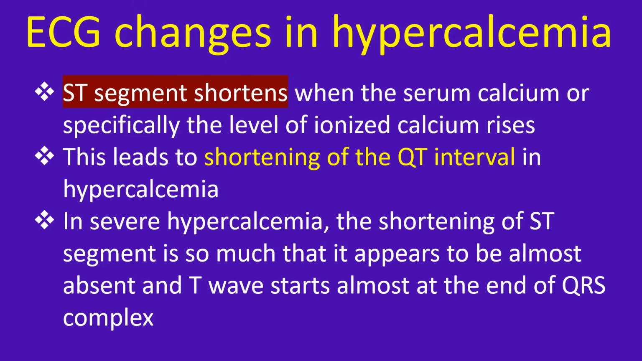ST segment shortens when the serum calcium, or specifically the level of ionized calcium, rises. This leads to shortening of the QT interval in hypercalcemia. In severe hypercalcemia, the shortening of ST segment is so much that it appears to be almost absent, and T wave starts almost at the end of the QRS complex.